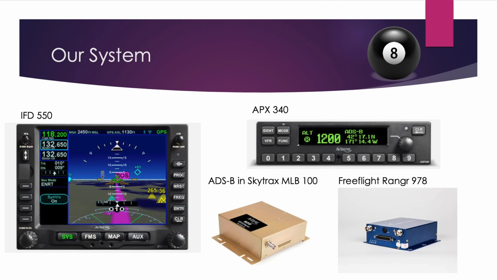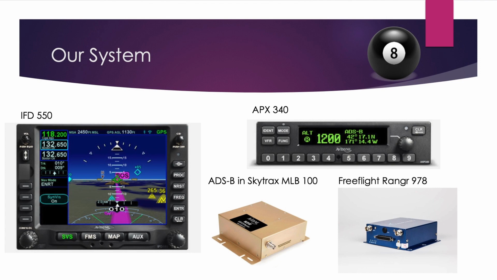Okay, in our aircraft, we have three different components that all talk to each other. We have the IFD 550. Then we have the transponder, which is the GTX... the APX 340. It's the panel mount transponder. It's not a remote one. And that's the ADS-B Out. And we have another component, which is the ADS-B In. In 4 Mike Echo, we have the ADS-B In Skytrax. In 3 Mike Echo and 99J, we have the ForeFlight Ranger 978 box.